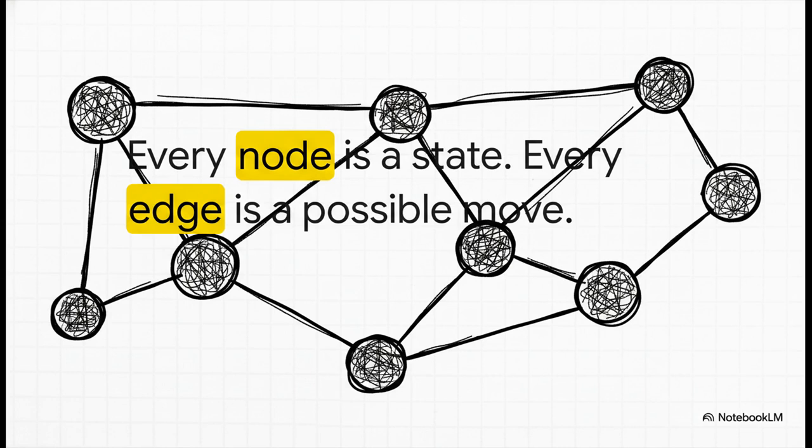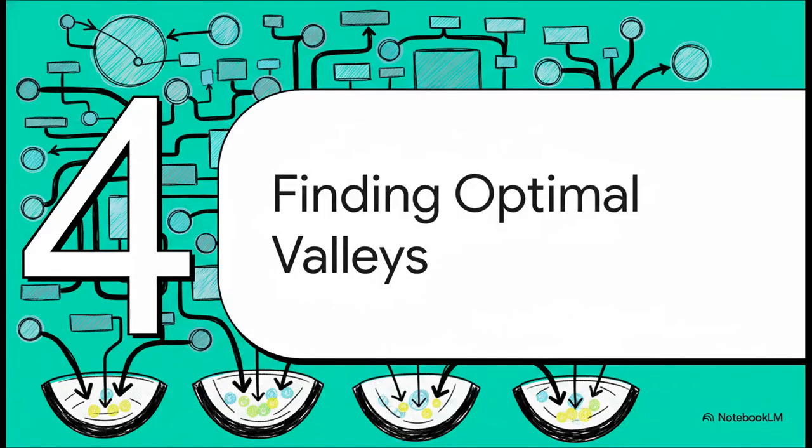You're not exploring an infinite landscape anymore. You're just navigating a network. Now that we have a map with clearly defined paths, we can use it to do something incredible. We can efficiently find the best possible solutions, those lowest valleys from our landscape.